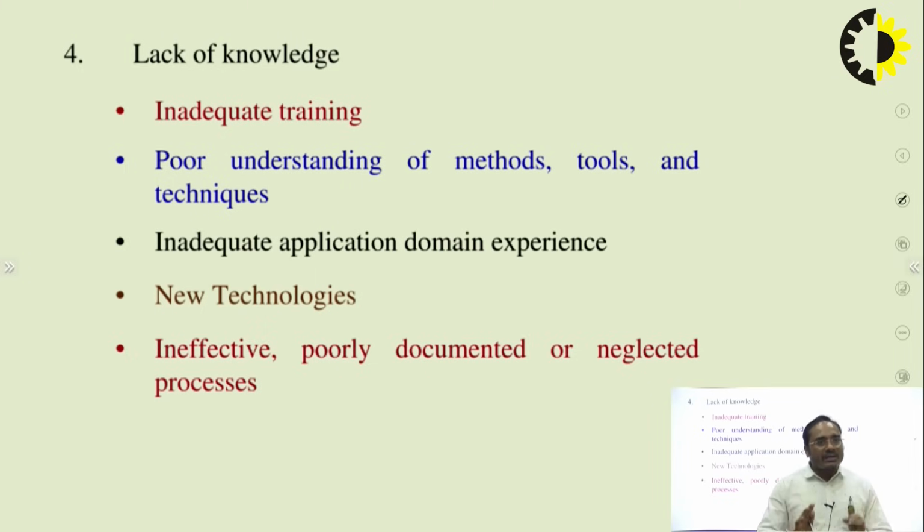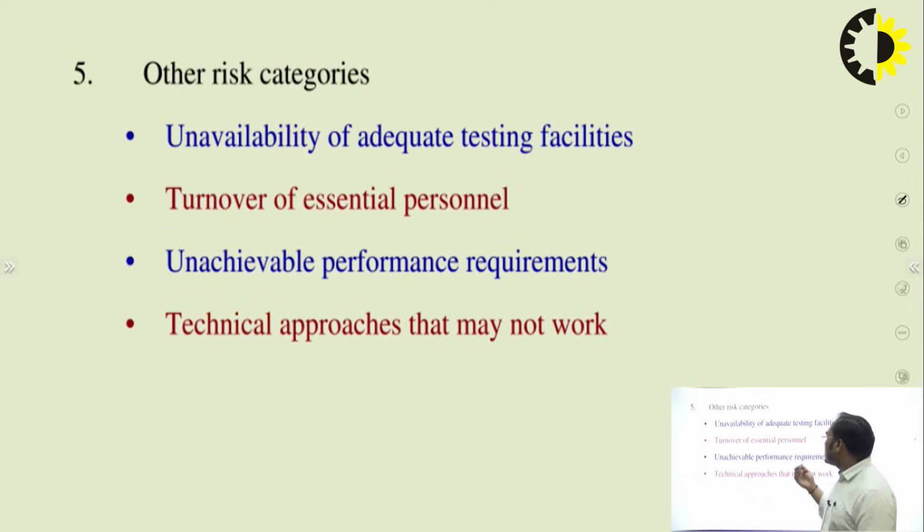So these are the factors basically very important for risk management. If you are going to design, develop and launch any project, definitely you should study the detailed knowledge of the project, so that these risks will not arise in your project. Other risk categories: unavailability of adequate testing facilities, turnover of essential personnel, unachievable performance requirements, and technical approaches that may not work. So these are other types of risk categories which generally you will face in developing a project.